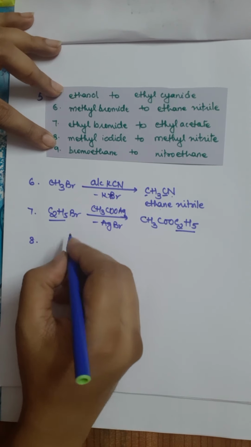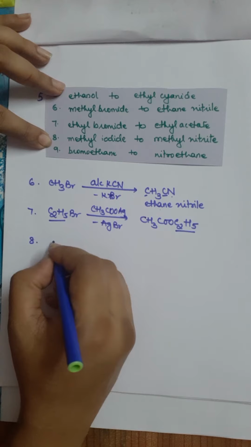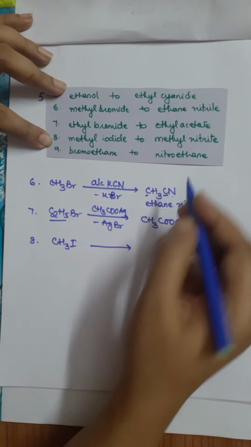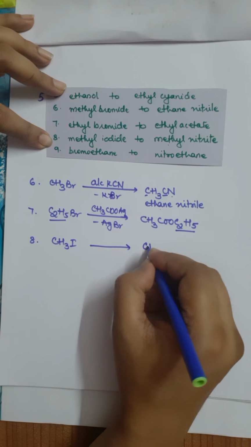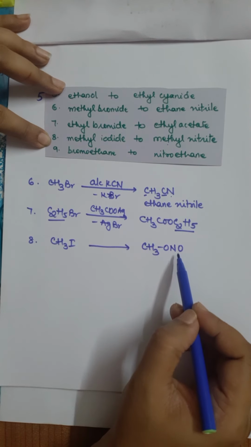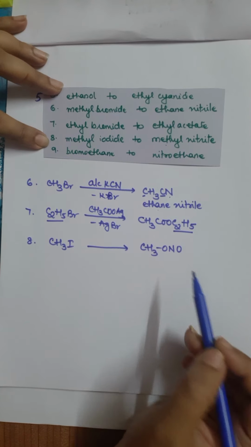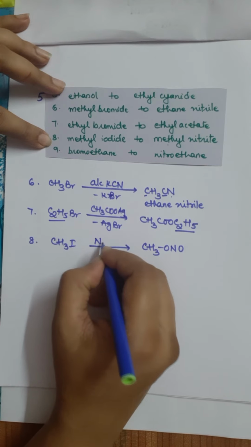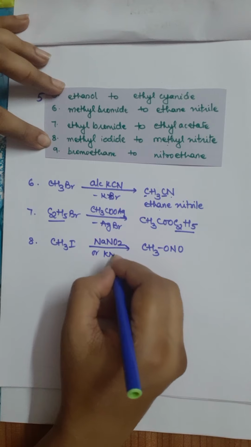Eighth, methyl iodide to methyl nitrite. Methyl iodide is CH3I, which has to be converted to methyl nitrite. Nitrite means ONO. So CH3ONO. Okay. You can see this is also an NO2 group, but the bonding is from the oxygen side. So that's why it is named nitrite. So for formation of the nitrite group, we use either NaNO2 or KNO2.